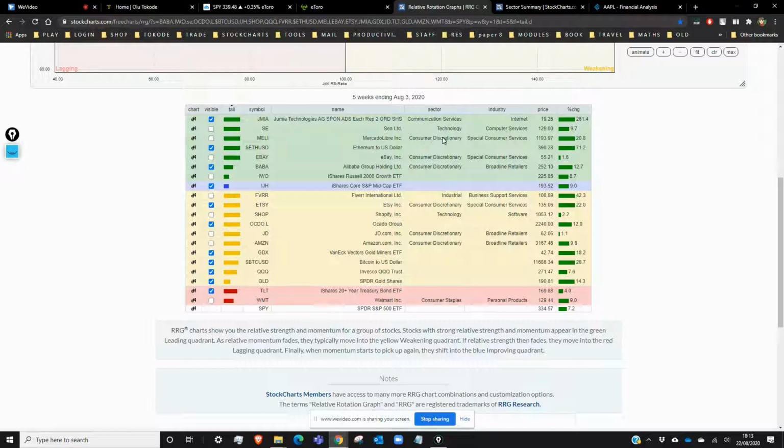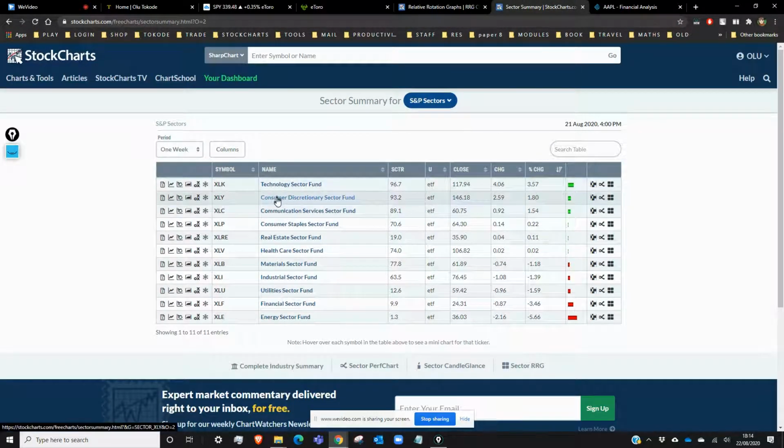Mercado Libre, consumer discretionary. eBay, same. Alibaba, same. Fiverr is industrial. Etsy's consumer discretionary. Shopify is technology. Ocado is, well, that's a UK stock. JD, Amazon, consumer discretionary. Walmart is consumer staples. So most of my stocks come from the second best sector. So that's pretty good.